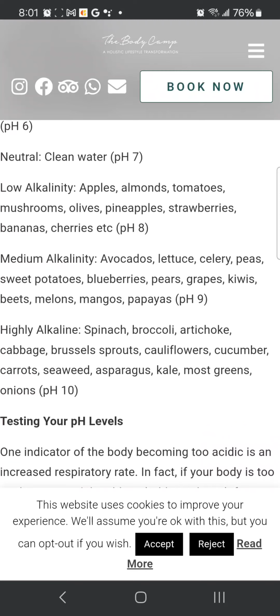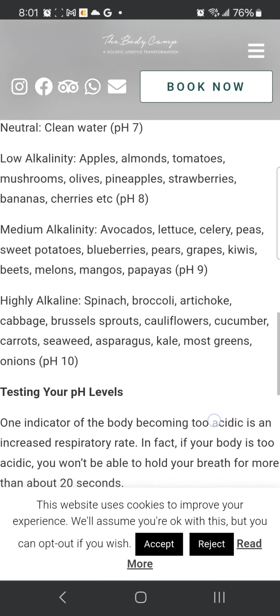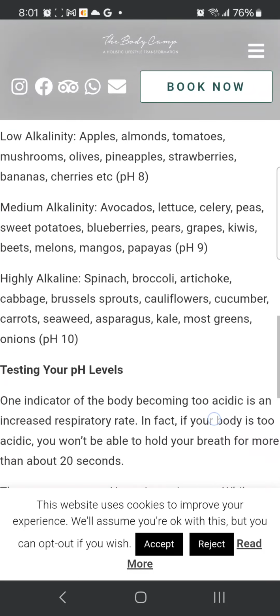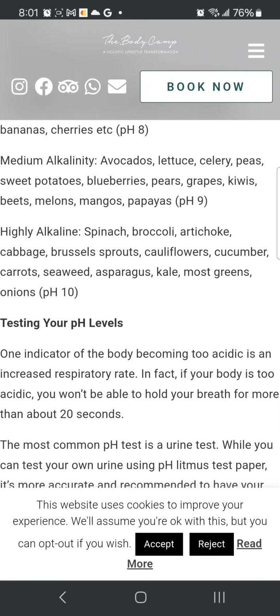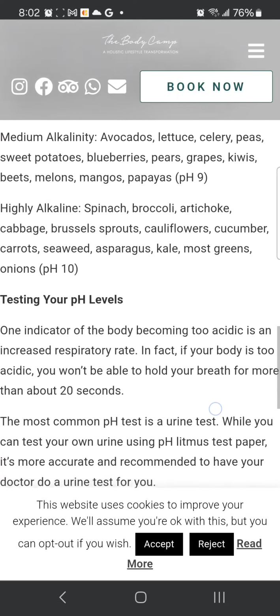Low alkalinity: apples, almonds, tomatoes, mushrooms, olives, pineapples, strawberries, bananas, cherries. I eat my weight in cherries. Yeah. So let's see. Medium alkalinity: avocados, lettuce, celery, peas, sweet potatoes, blueberries, pears, grapes, kiwis, beets, melons, mangoes, papaya. Pretty much I'll eat 100% of all those things. I just love all those things.